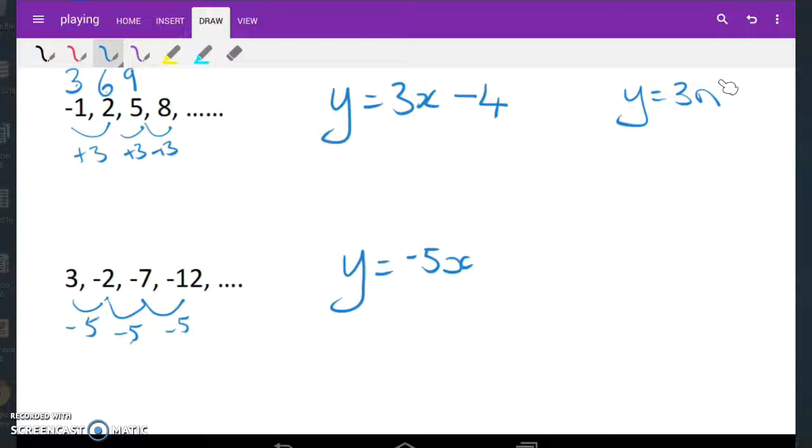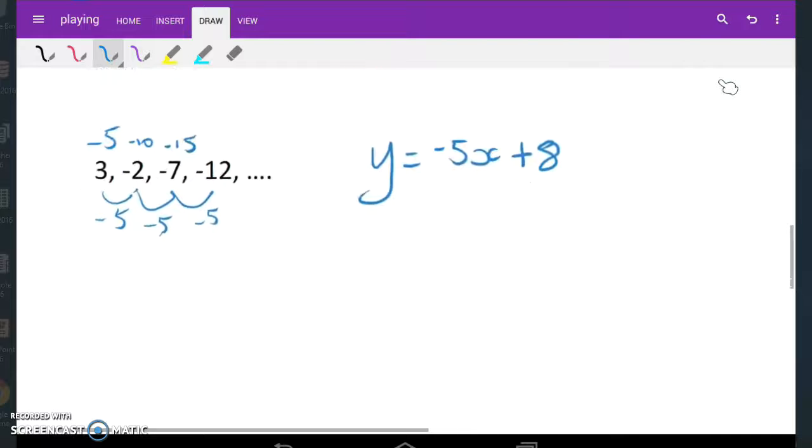Now if it was the negative 5 times tables, it would be negative 5, negative 10, negative 15, etc. But we can see that 3 is quite a bit more than negative 5. It's 8 more. Negative 10, negative 2, 8 more, 8 more. So we need to add 8.